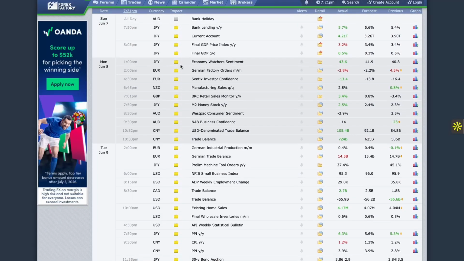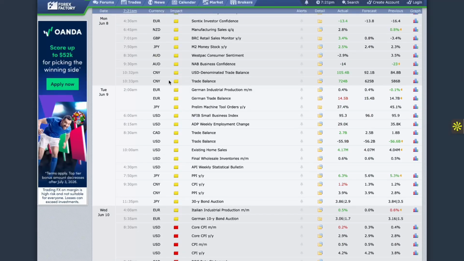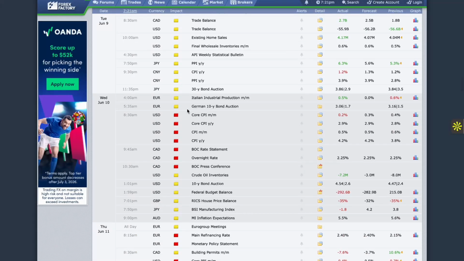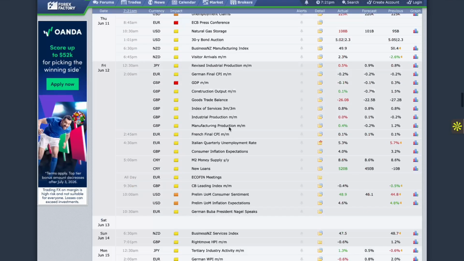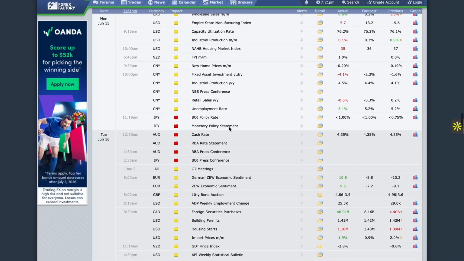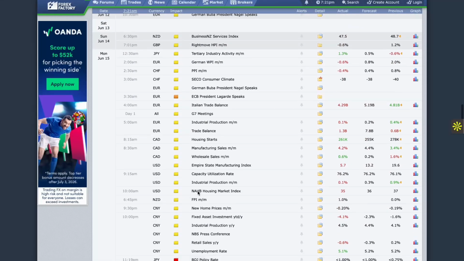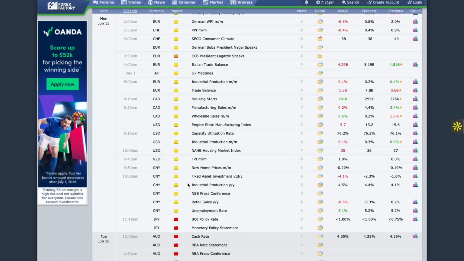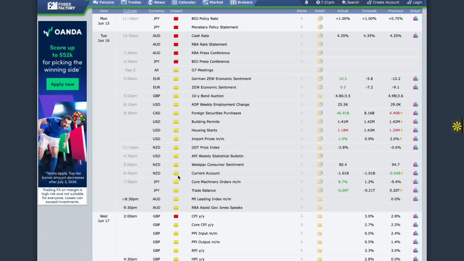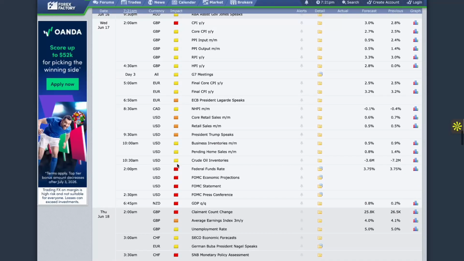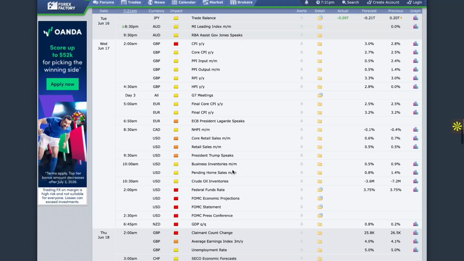So yesterday we didn't have any news on Monday, and today we didn't have any news as well. But tomorrow we have CPI. Wait, this is wrong. Yeah, okay. So yesterday we didn't have any real high impact news. Today we didn't really have any high impact news. And then tomorrow we got FOMC, which is a huge economic data event.